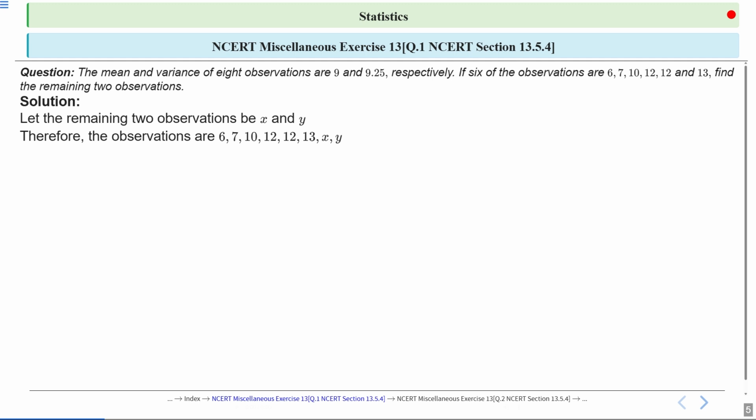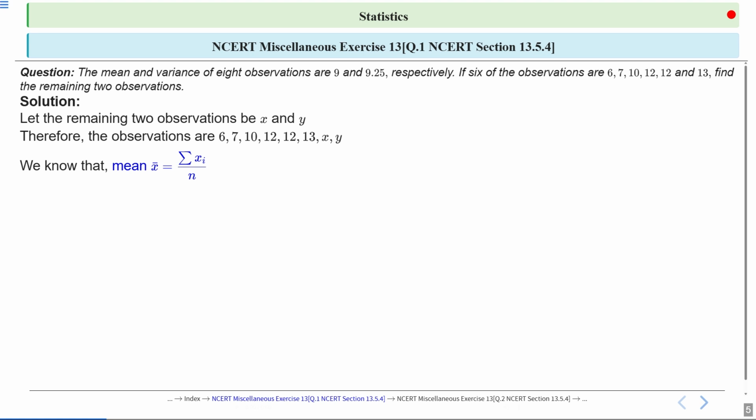So the complete set of observations is 6, 7, 10, 12, 12, 13, x and y. It's important to list all the data points including the unknowns x and y, so we can use them in our calculations for mean and variance.